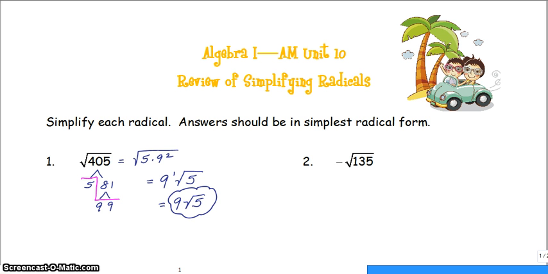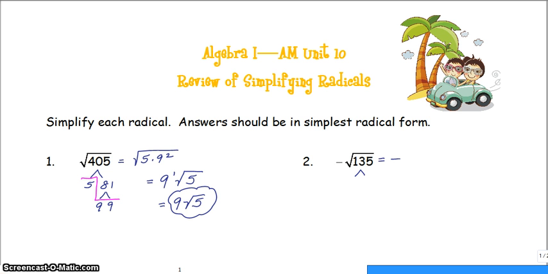Okay, so let's look at the second problem. Notice here that we have a negative out in front of the square root symbol. Now that means that we want the negative root. If we don't put the negative there, we give what's called the principal root, and that will always be positive. So the first thing I'm going to do is write down that negative so that I don't forget it. It has to be part of my answer. My answer will be negative. And then I need to simplify the square root of 135.